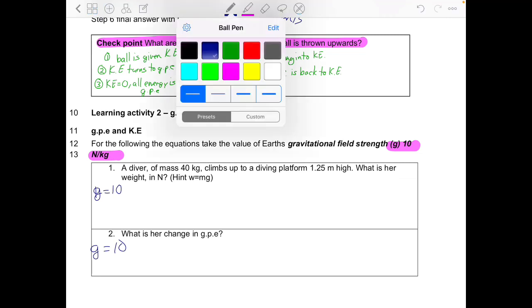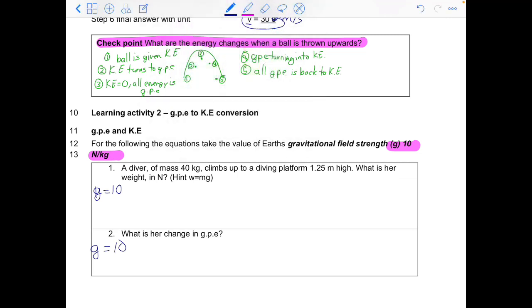So now we look at the next numbers. Diver of a mass 40 kilograms. So we have a mass. Climbs up to a diving platform, 1.25 meters high. So that is our height. What is her weight in newtons?